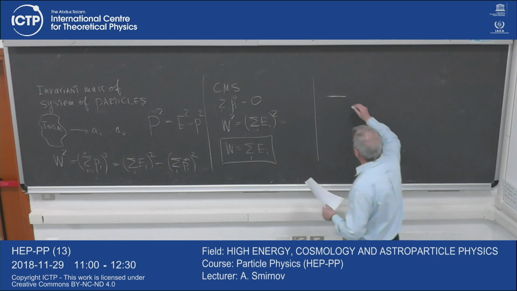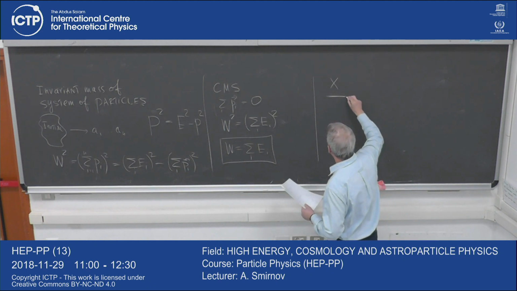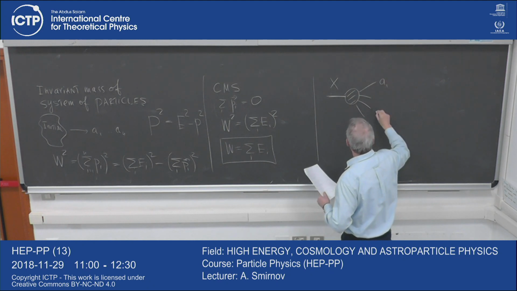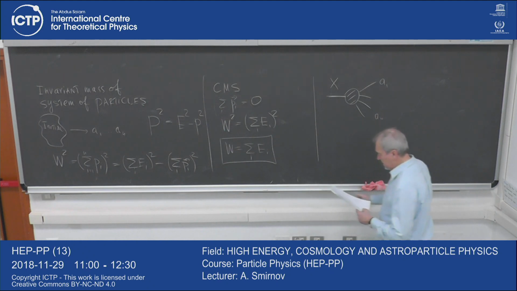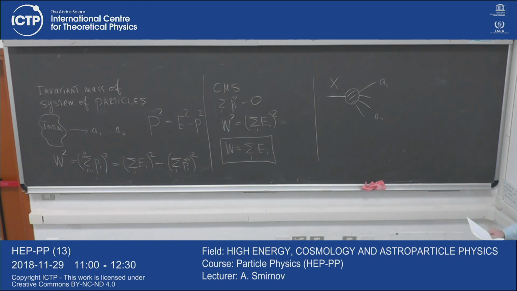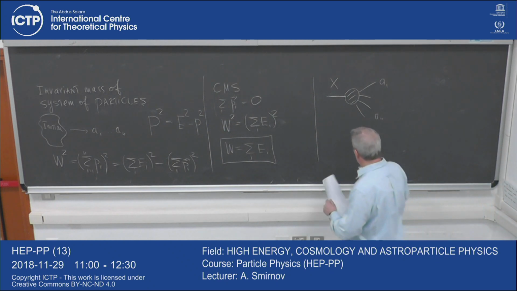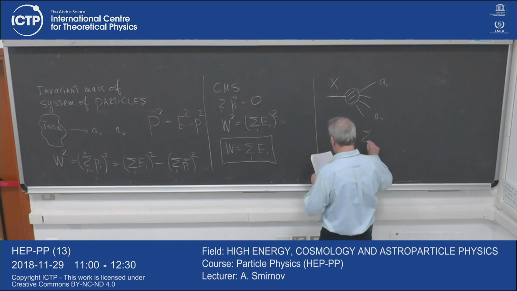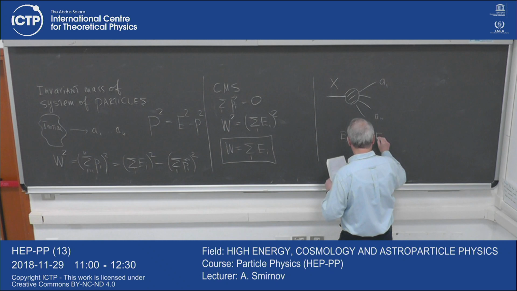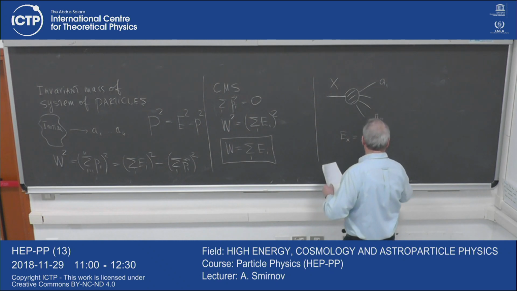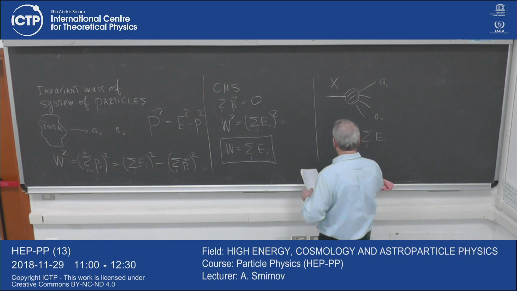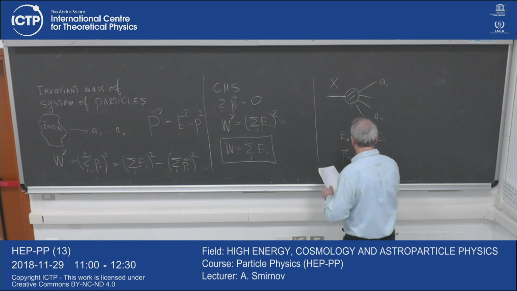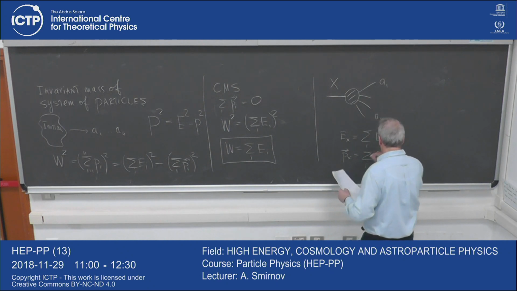So let me consider the process when I have a single particle in the initial state, which then decays into A1 through An, a number of particles in the final state. And again, let me apply energy and momentum conservation. What I will write is Ex equals the sum of Ei, and Px equals the sum over Pi. Okay?